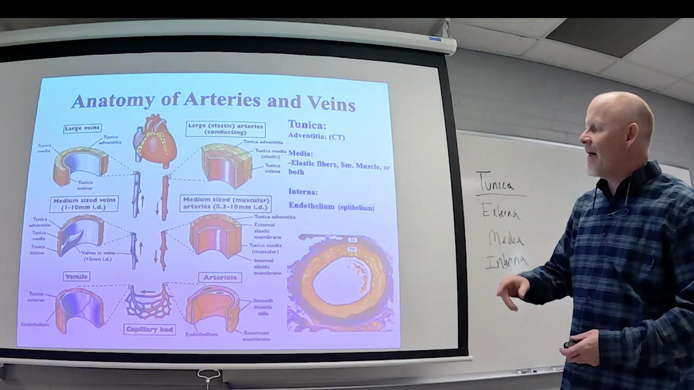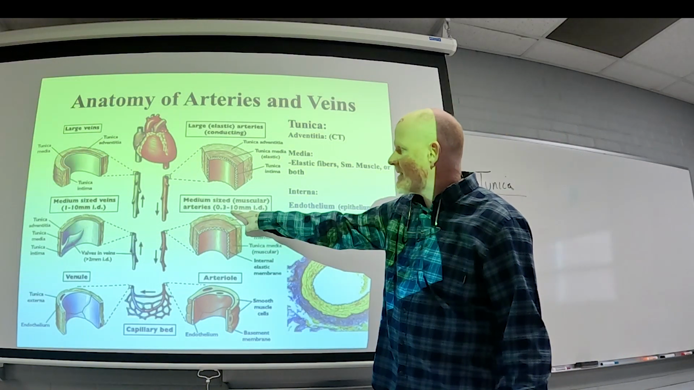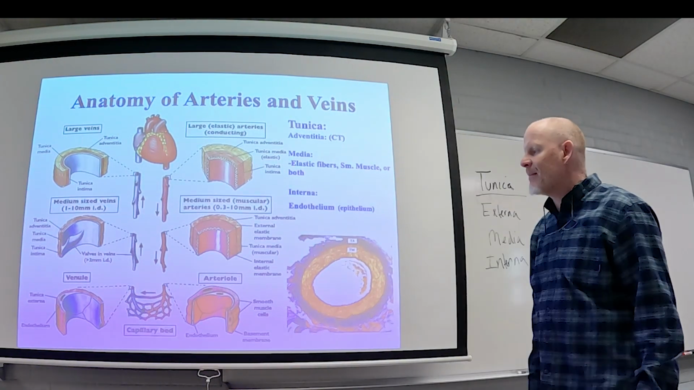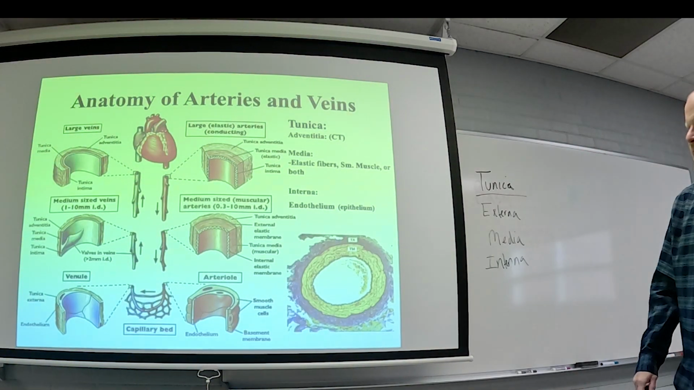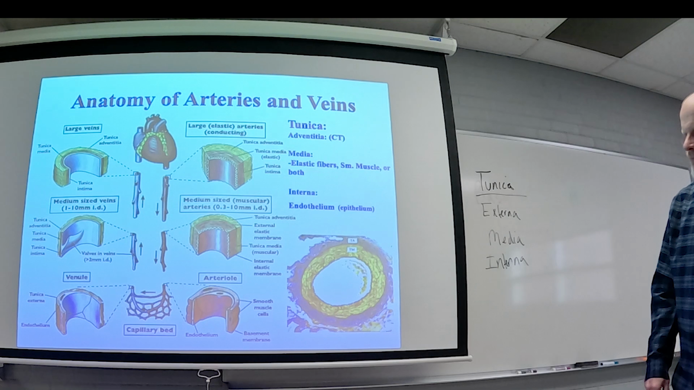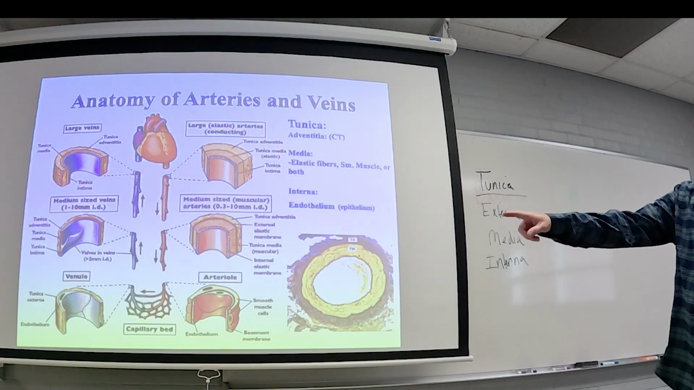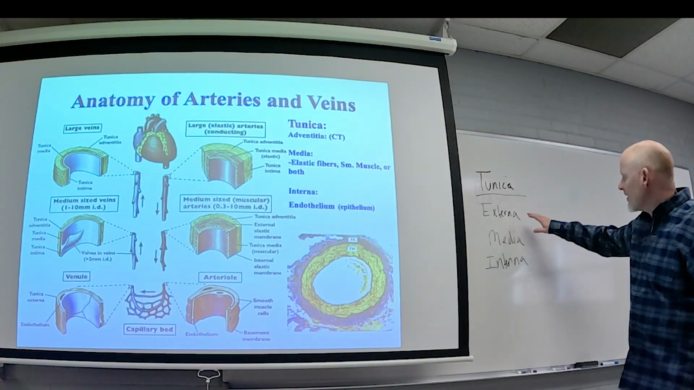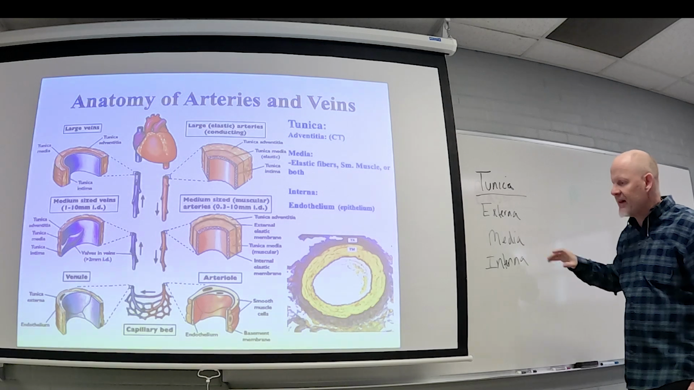What I do like about this figure is that it shows you the sizes of arteries and veins as far as their diameter. And it also shows you which layers are present. So when you get to the arterioles and the venules, you reduce the externa and you reduce the media to one layer of smooth muscle usually, and then the interna.